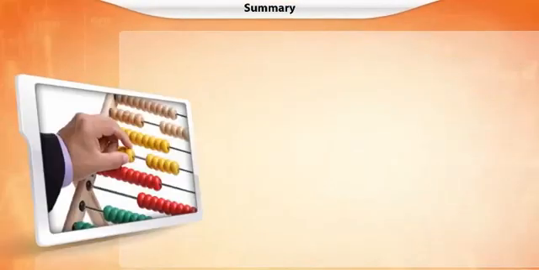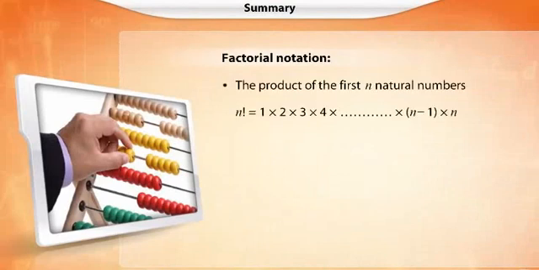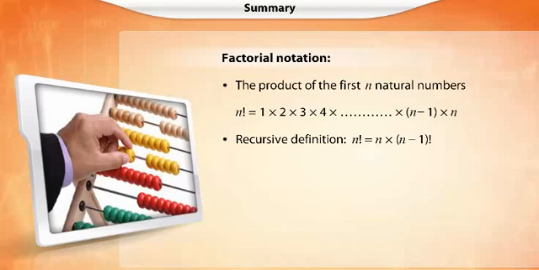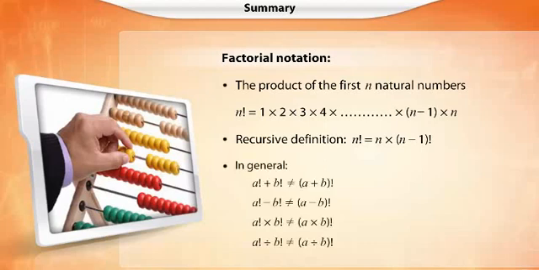Let us now summarize what we have learnt in this module. We have seen the product of the first n natural numbers can be expressed in terms of a factorial. Further, we have seen the recursive nature of a factorial. Also, we have seen some properties which are in general true for operations involving factorials.